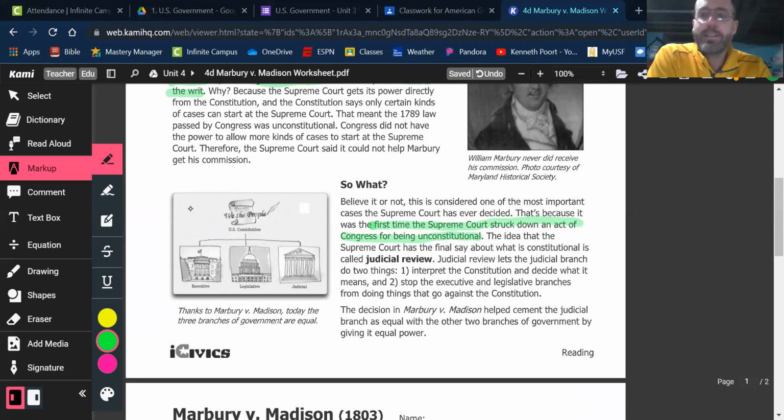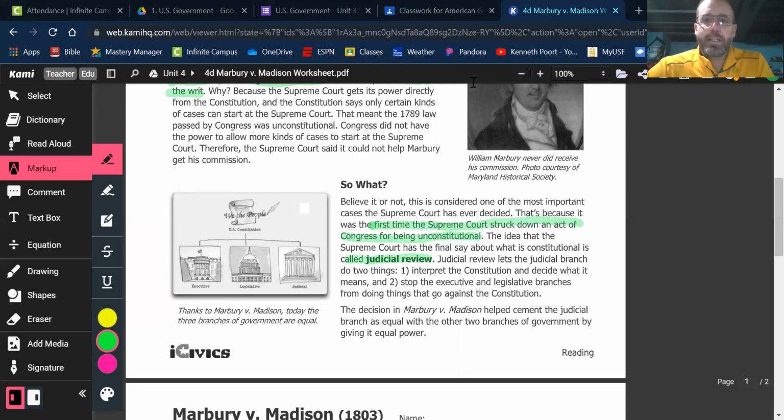So this essentially creates the power of the Supreme Court. So the idea that the Supreme Court has the final say about what is constitutional is called judicial review. Judicial review lets the judicial branch do two things. One, interpret the Constitution, decide what it means, and two, stop the executive and legislative branches from doing things that go against the Constitution. All right, so that's what this case ultimately does. So the decision in Marbury versus Madison helped cement the judicial branch as equal with the other two branches of government by giving it equal power.